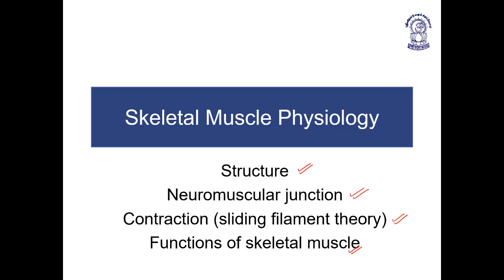When we talk about the different types of muscles, especially in humans, there are three types of muscles. One is the skeletal muscle, known as striated muscles or voluntary muscles. They are attached to bones with the help of tendons.